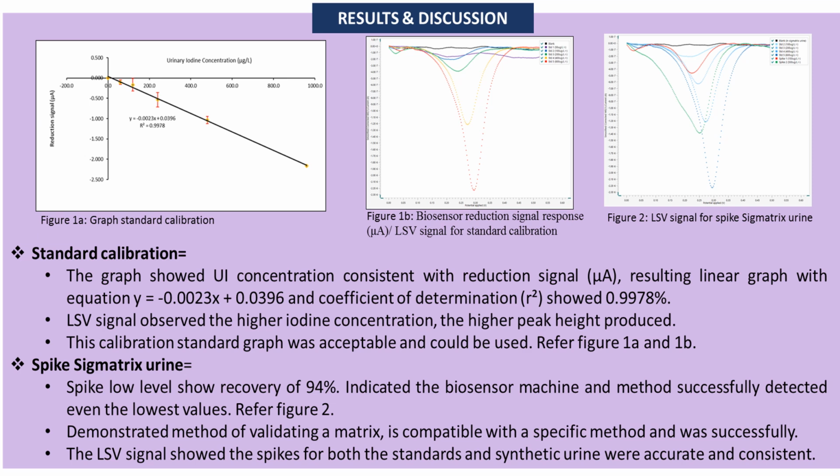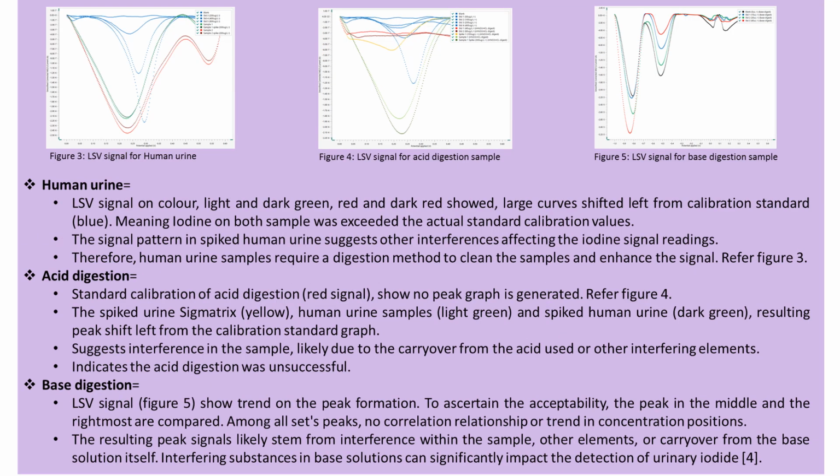For spiked synthetic urine, the spike at low level shows a percent recovery of 94%, which falls into the very good category. This indicates that the biosensor machine and the method successfully detect even the lowest value. Refer to figure 2. It also demonstrated that the method of validating a matrix is compatible with the specific method and was successfully carried out. The LSV signal results show the spikes for both standard and synthetic urine were accurate and consistent as expected, and significant results were successfully obtained.